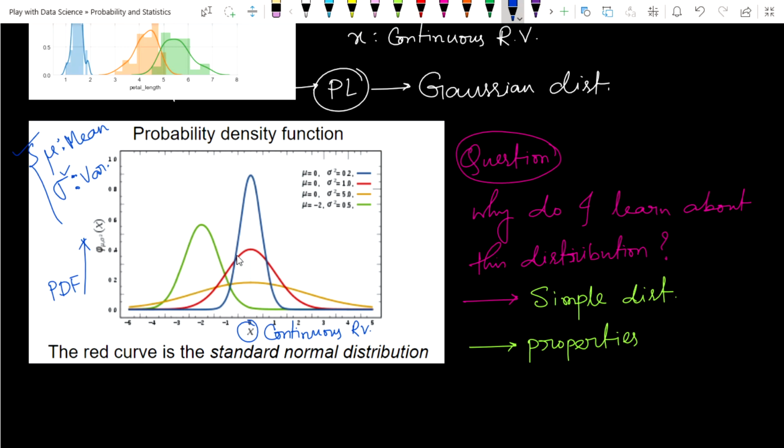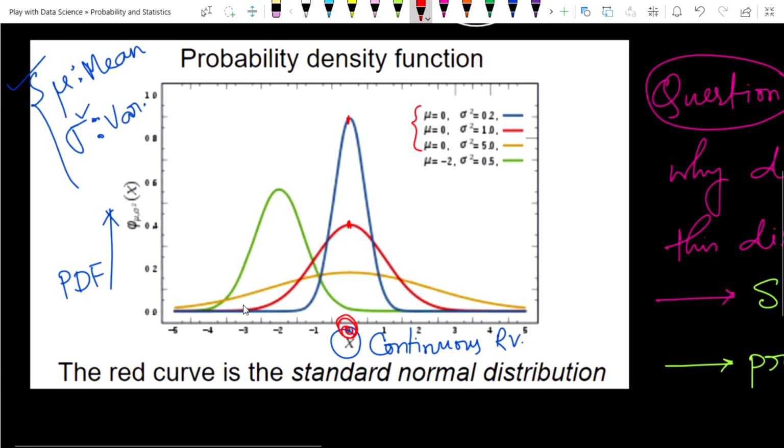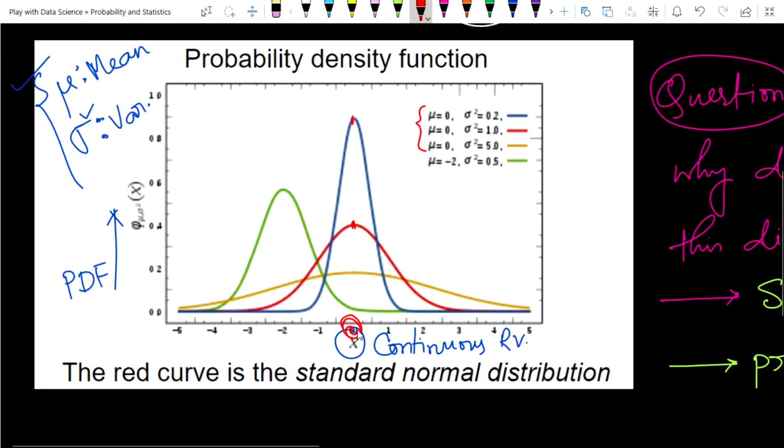First see these three curves, the blue line, red line, and yellow line. You can easily see that for these three curves, our mean is 0. So mean 0 means what? Here actually 0 is here, this one. I'm just zooming a little. So 0 is here, this is the 0 point. The mean means the highest point.